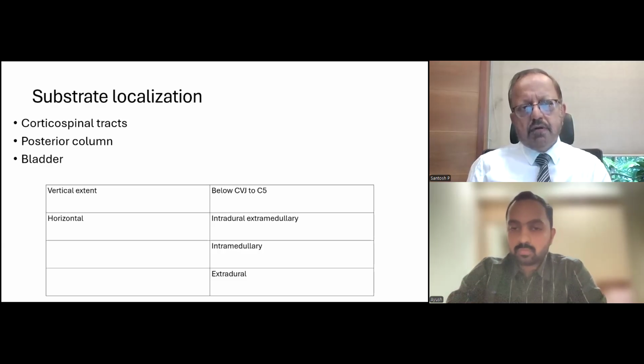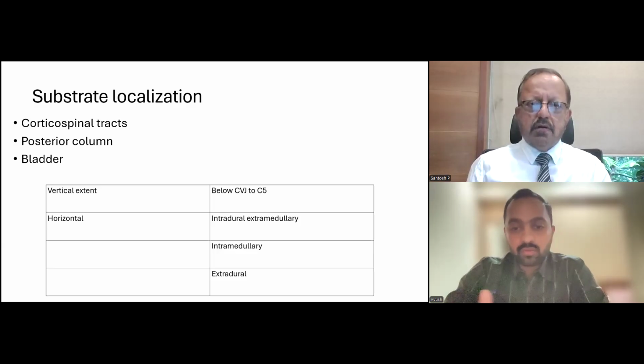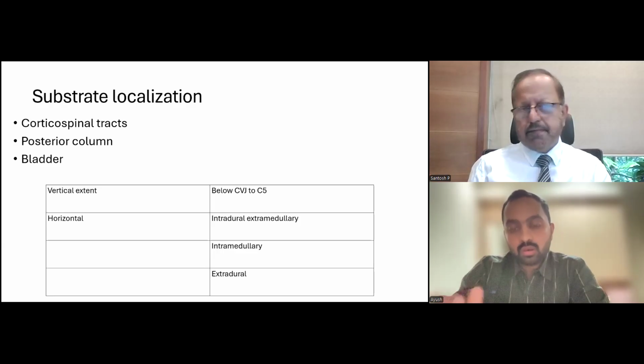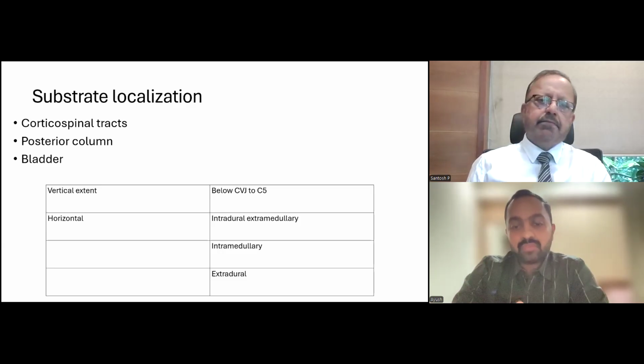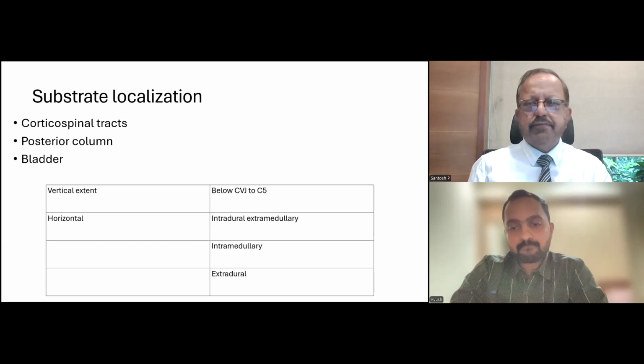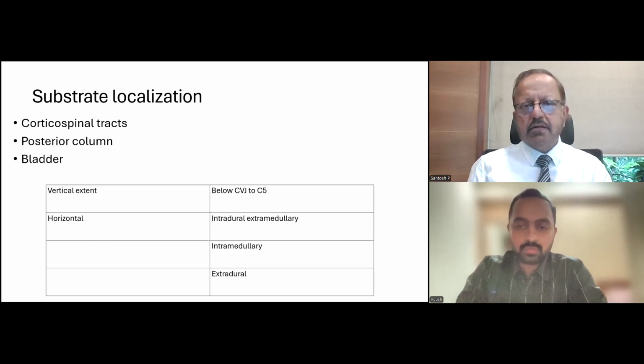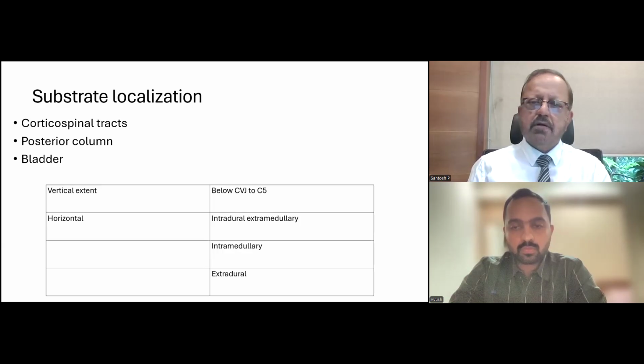My question is, if your localization is above C5 and below CVJ, what is the usual localizing feature? Also respiratory involvement: the patient might give a history of respiratory distress on walking a few steps. See, you have to understand, Ayush, respiratory difficulty is a very broad term. Any patient who has anemia will have respiratory difficulty. Any patient with cardiac causes will have difficulty in walking a few steps. So what is specific about the respiratory difficulty that you're talking about in a patient who has a high cervical myelopathy?